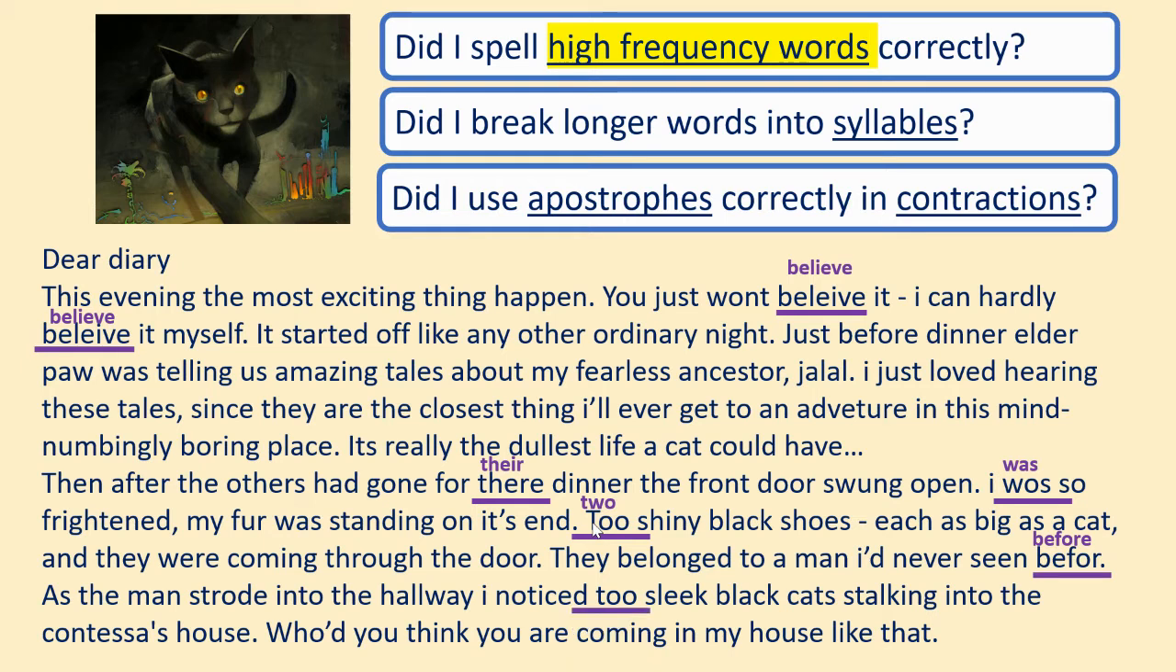And we've got another 2, and how many cats are there? There's 1, 2 cats. So once again, everyone call it out. T-W-O. Brilliant. And I think that's all of my high frequency words.